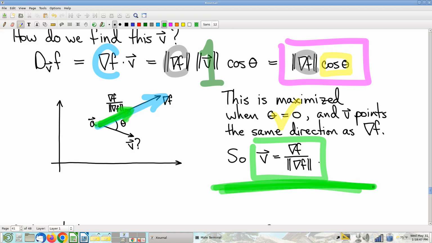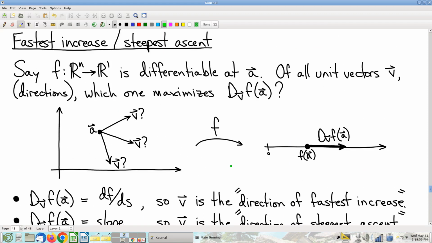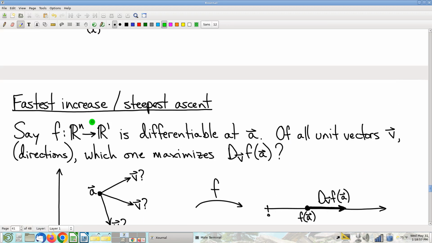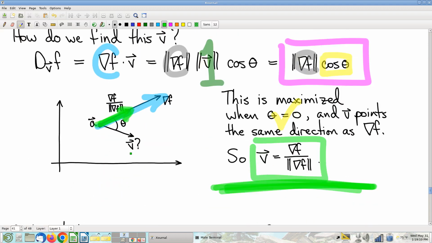Nice fact, yes. What about if our output is a vector? Yeah, this is real valued only. That's a great question, but yeah, this is real valued only. If it's not real valued, then you can't really compare output values because they're not scalars. And yeah, right. Okay.